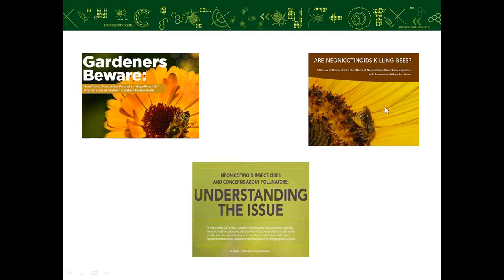But the Xerces Society printed an article, "Are Neonicotinoids Killing Bees?" It's a review of research into the effects of these insecticides on bees with recommendations for action. And then there's a number of green industry groups that have provided some very good frequently asked questions documents. And you read a lot of this information on the internet, and so distinguishing between science, false claims, what's real out there, where do we have research, where are there data gaps, can be quite challenging. But certainly over the last couple of years, there's been a tremendous amount of hype.